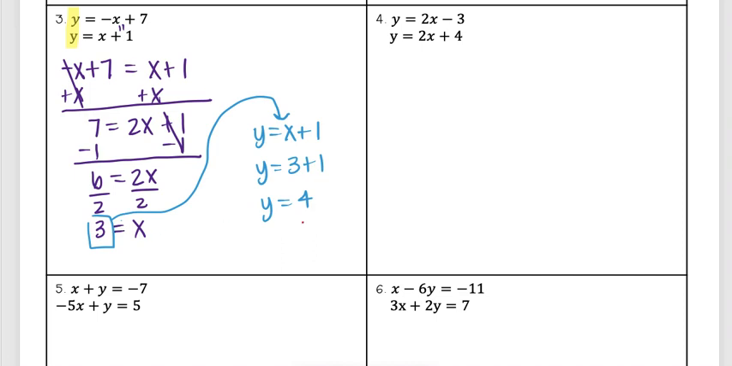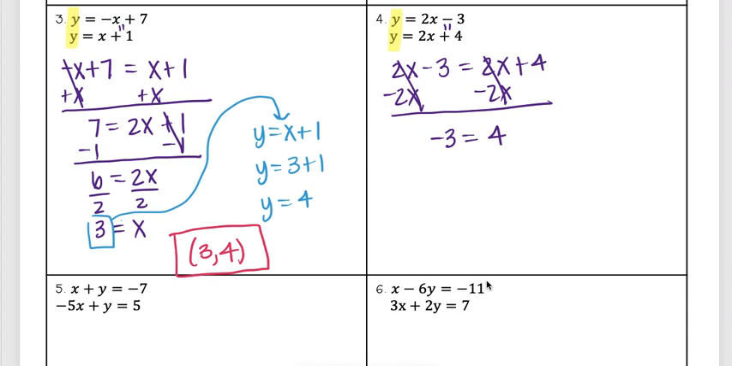I need to write this as an ordered pair because again, if we're looking at this on a graph, this is the point of intersection. So that is at a point. And so I put my x value first, 3, and then my y value second, the 4. Okay, go ahead and pause the video. I want you to try and do number 4.